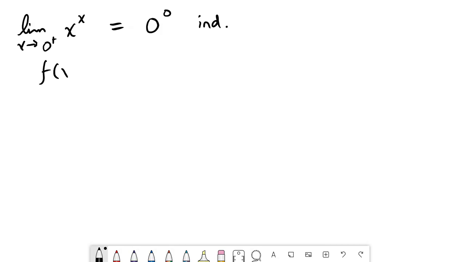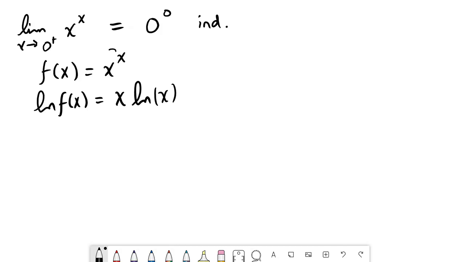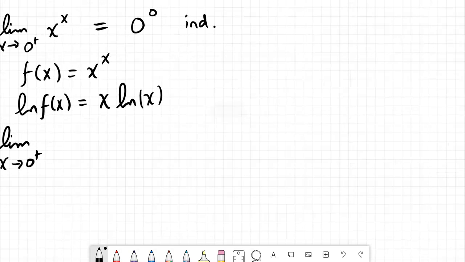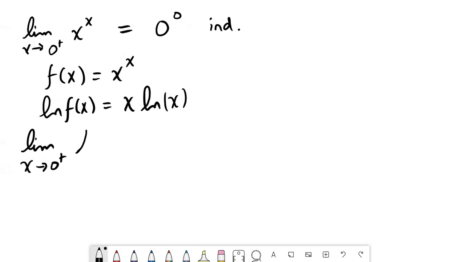So first I'll define the function as x to the x, and then I'll take the natural log of that function so I can get something better. It's actually x times the natural log of x, using that little power rule for logs, right? And now we can just take that limit. Remember, we don't have to change any conditions, because the limit approaches the same thing as the original limit, so we don't have to change anything with this substitution. So we're finding this at the moment, which is just equal to the limit as x approaches 0 plus.